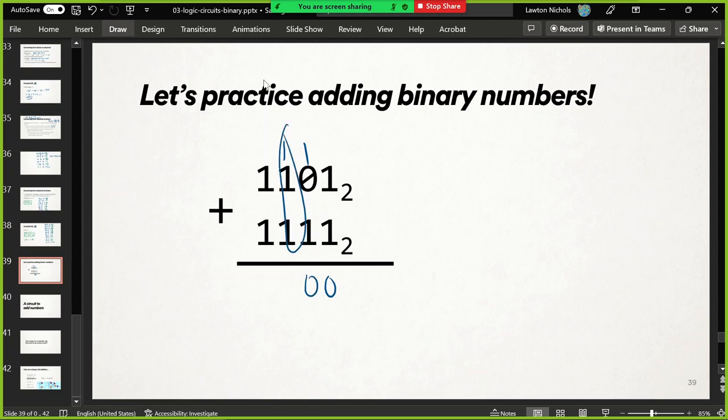Now I have 1 plus 1 plus 1. That's 3. In binary, that's 1, 1. So I carry, and then I also put a 1 in this place. All right? And again, I have 1 plus 1 plus 1, which is 3, which is 1, 1 in binary. And now I'm finished with all the places. So just put that in the answer. All right? So that is how you solve it. That's how you add binary numbers and don't have to convert back and forth.